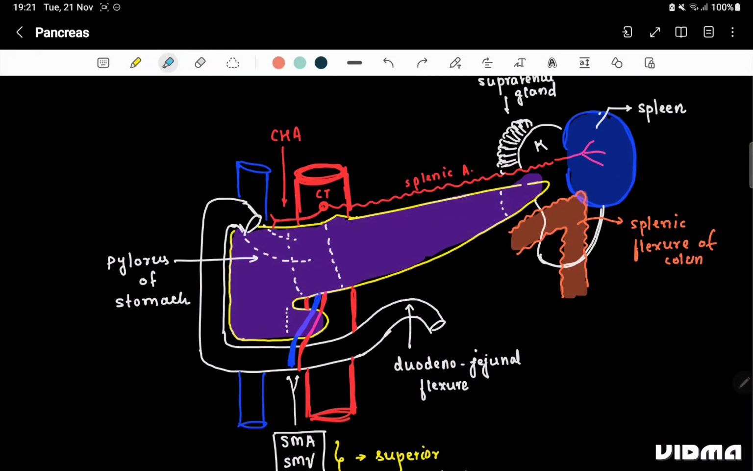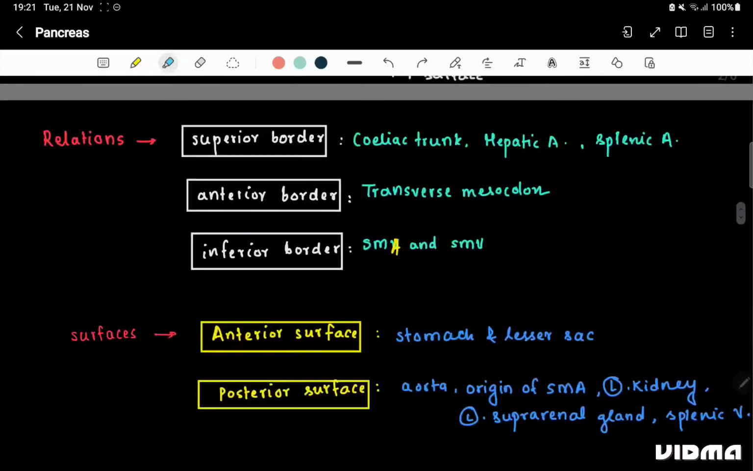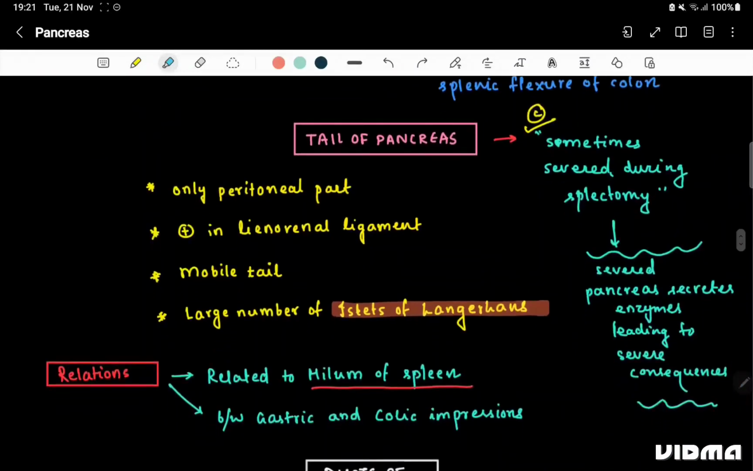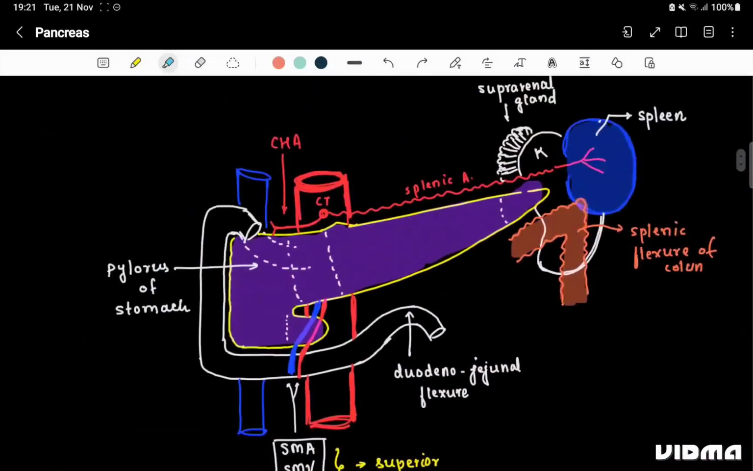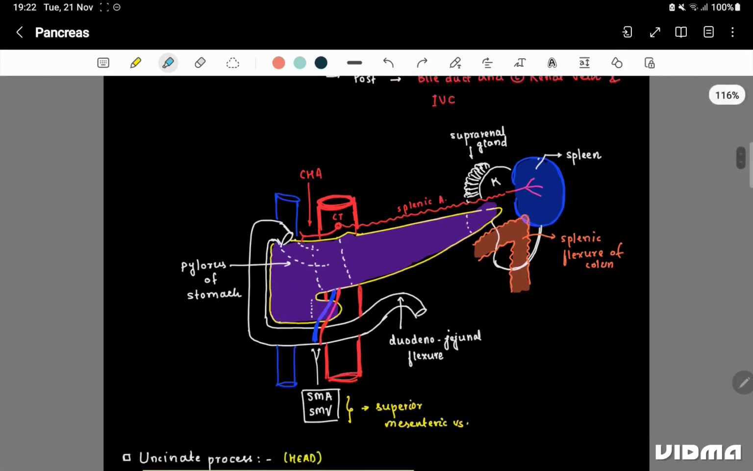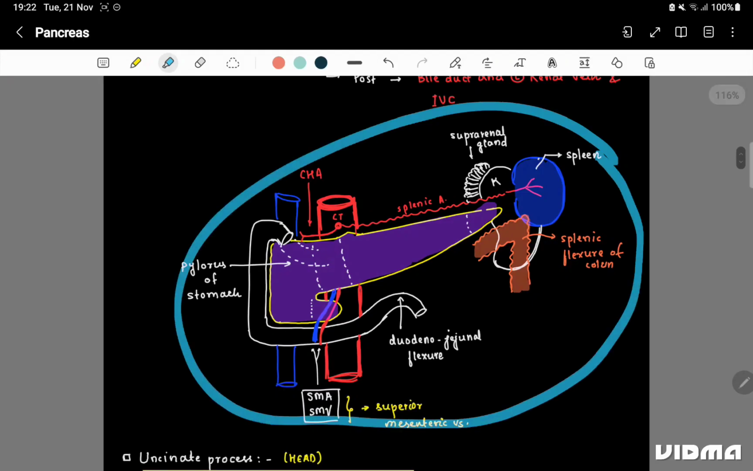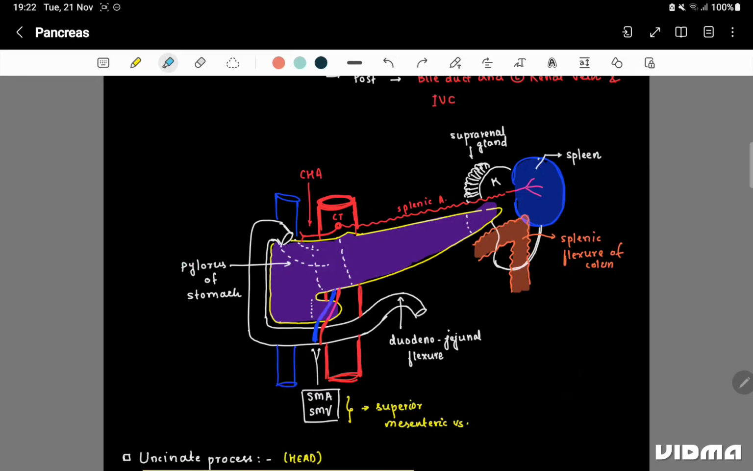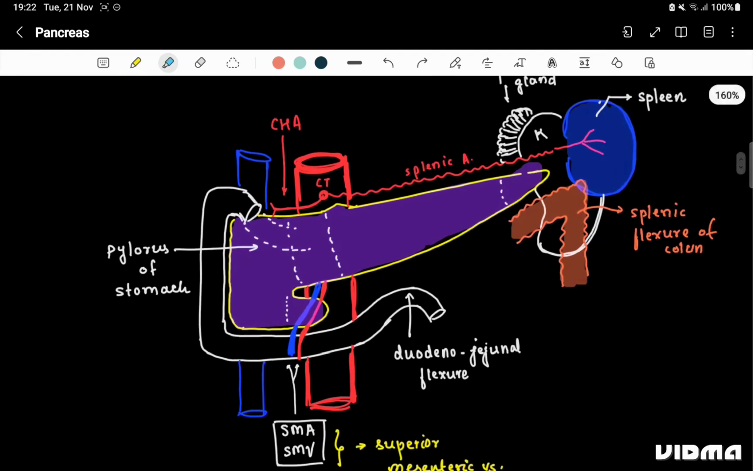Understood? That completes the relations and surfaces of the body of the pancreas. This is the body of the pancreas. I was talking about the neck when I was telling this SMA and SMV condition. This is the body, and if you can draw this exact structure, then you can easily write the relations. So just pay attention to the structures. You can take a screenshot if you want. Yes, let's move ahead.